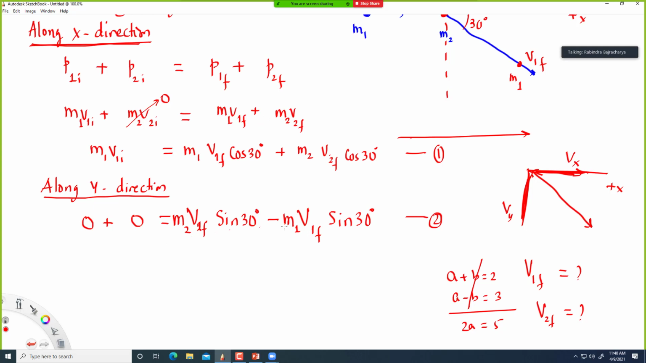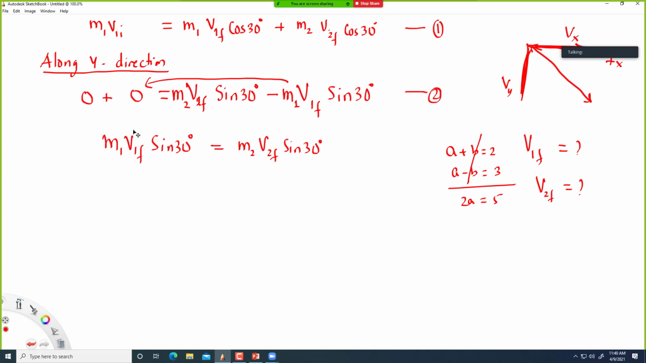So you can simplify this. Let's simplify this and see what you get. To simplify this, take this term to the right. So you get m1 v1f sine 30 degrees is equal to m2 v2f sine 30 degrees. Okay. Taking to the right means you can also add this term on both sides. You get the same thing. It's just a different way to do the same thing. So I'm just transporting this whole thing to the left. And then sine theta and sine theta are common on both terms, so I can cancel that.